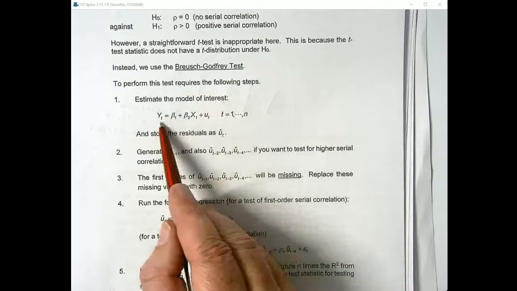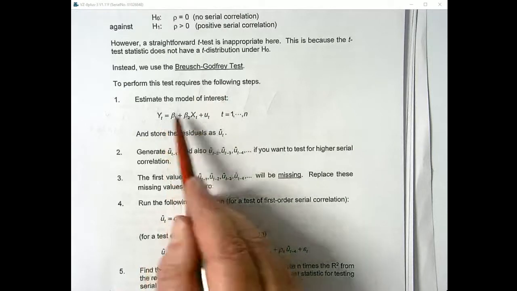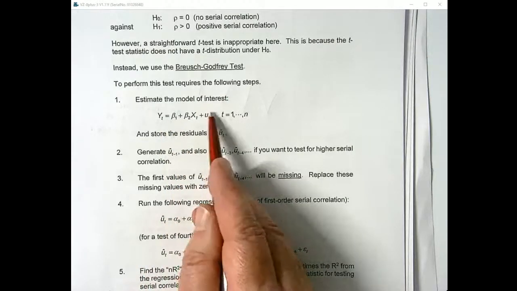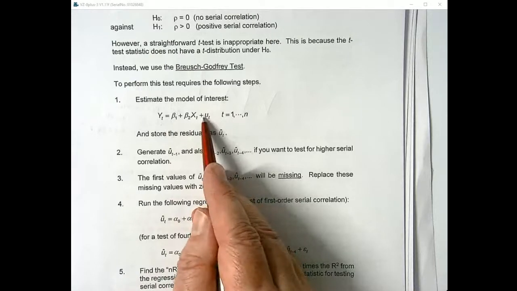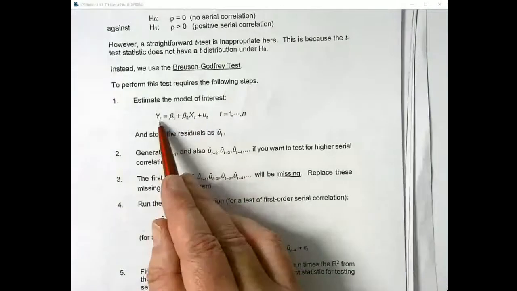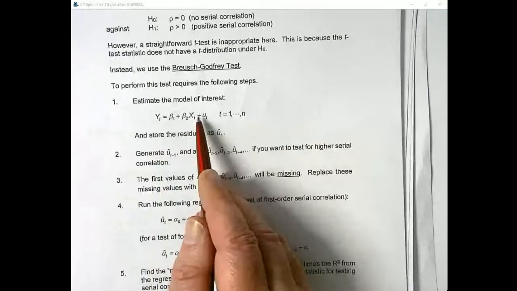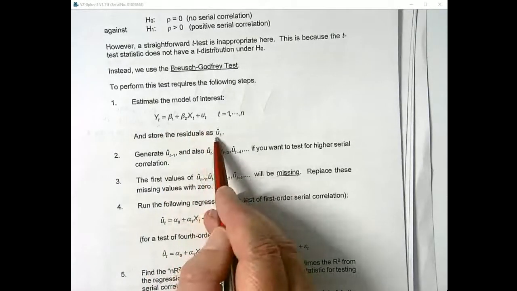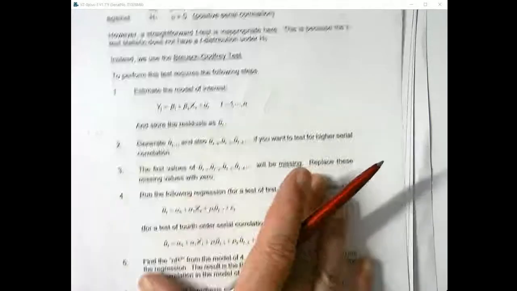You'd estimate the model of interest, y on x. This is the original model in which there's an error term, and you're interested to test whether the error term in this model has serial correlation. So you estimate this model. It might be consumption on income, or it might be something else. And it's a time series model. That's why we've got a t. And we store the residuals as ut hat.